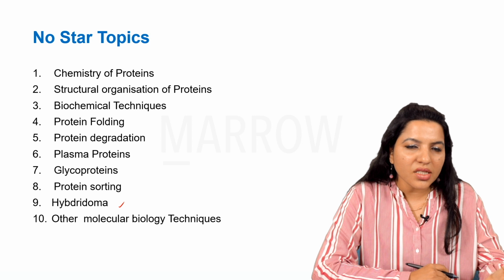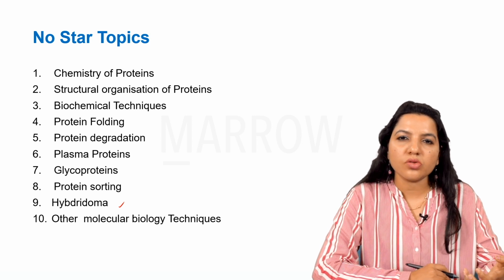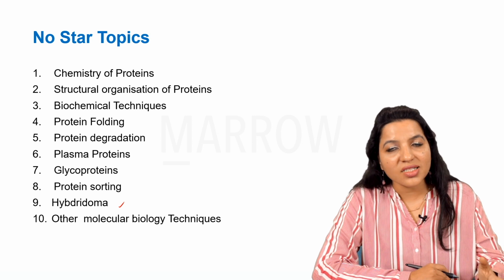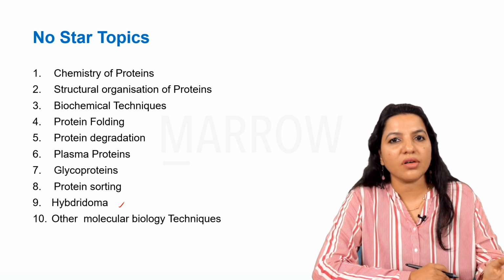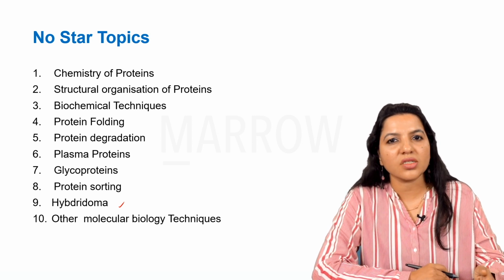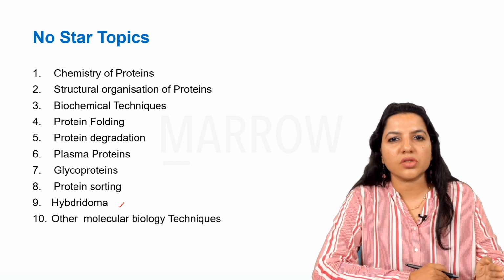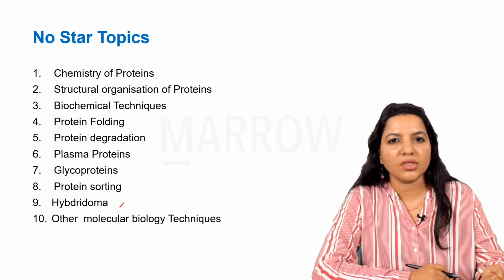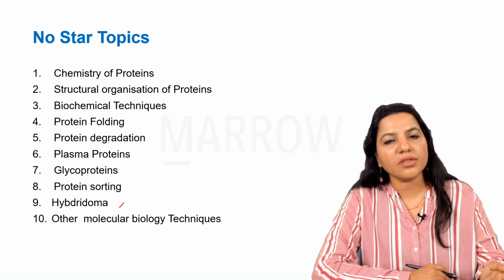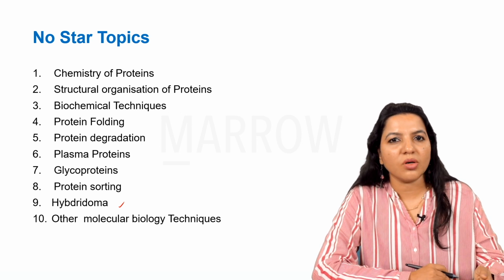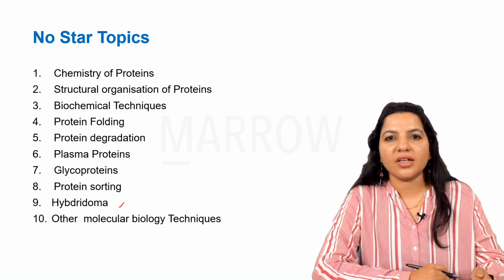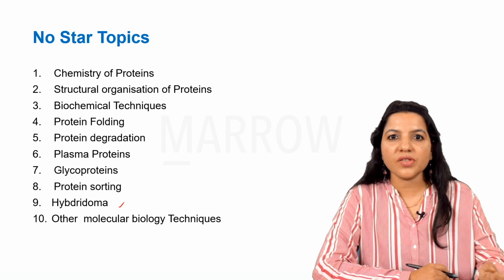You can use any source to read all these topics, but selective reading is the most important thing. Most of the time students say protein is very difficult to learn. So only collagen I have included in the 5-star topics. All other topics I have included in the no-star topics. So that's why I say selective reading is needed.